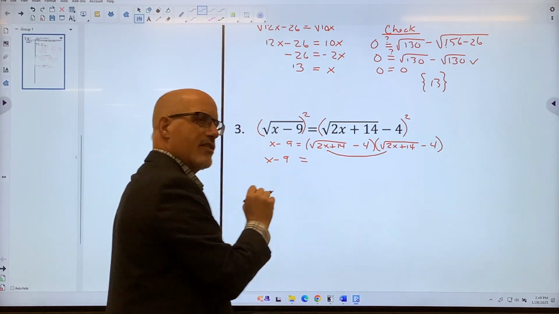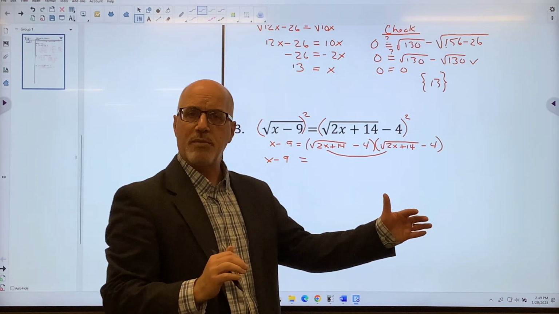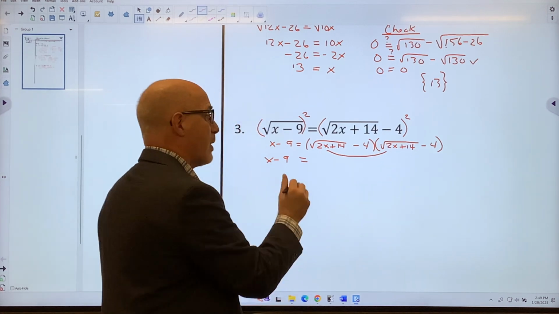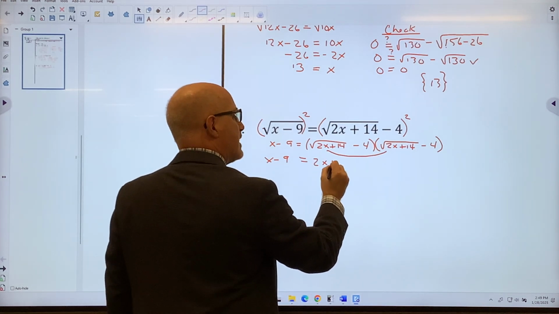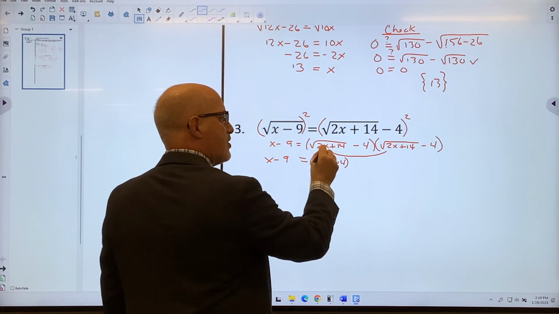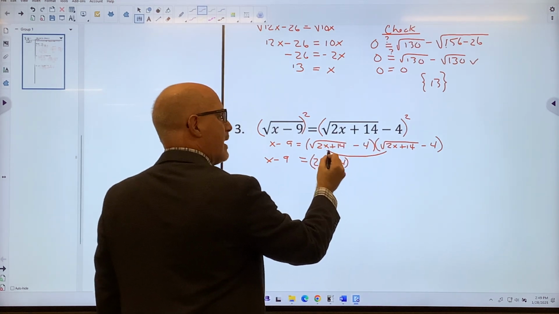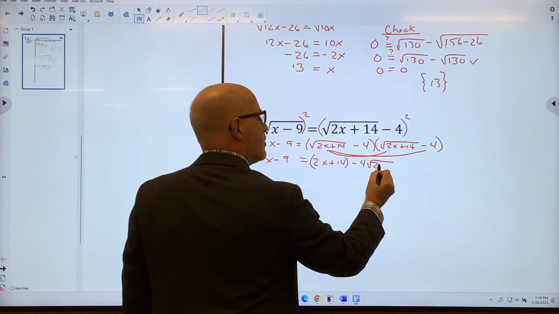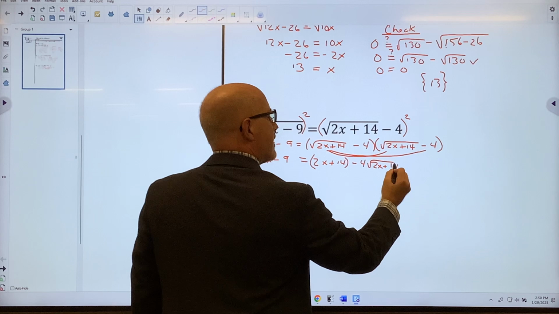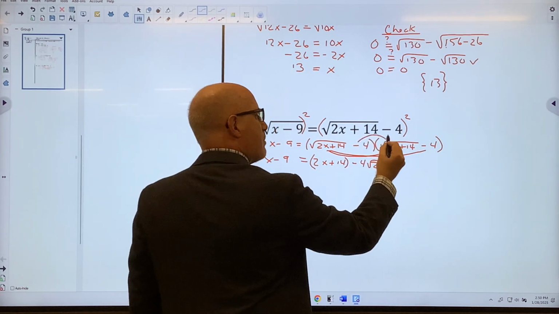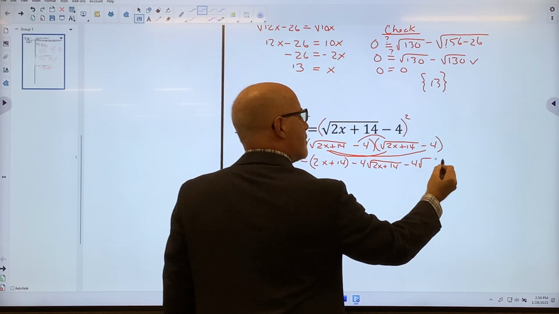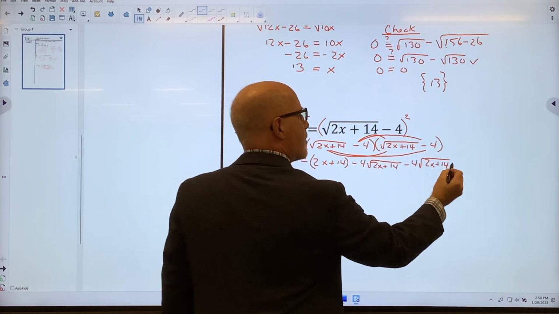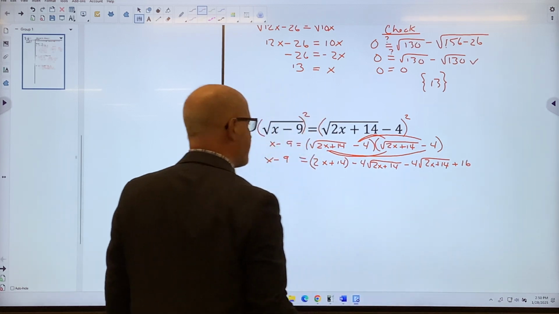When the radicands are the same, the square roots disappear because this and this multiplied together is squared, and so I end up with just 2x plus 14. Okay, I'll put it in parentheses just to represent it was these two multiplied. I'm going to multiply this one times that. I get negative 4 square roots of 2x plus 14. And I multiply this one by it. I get negative 4 square roots of 2x plus 14. And then lastly, the negative 4 times negative 4 is plus 16.